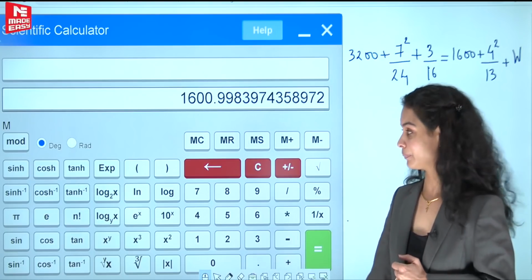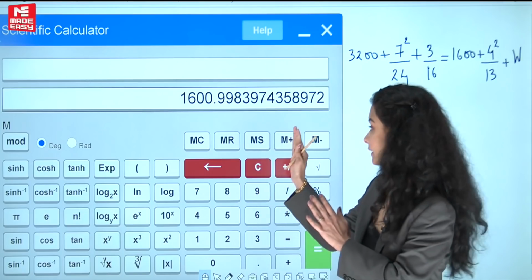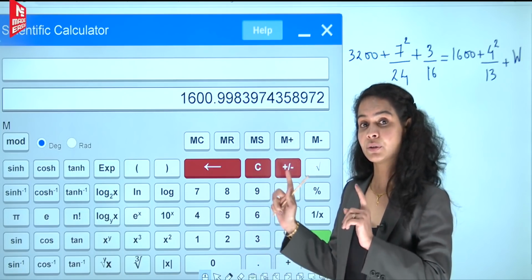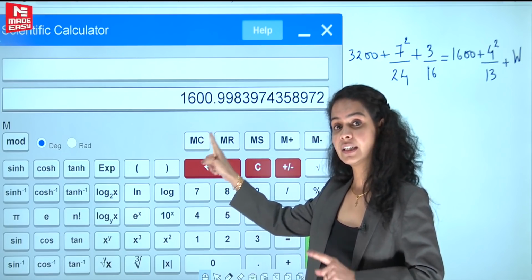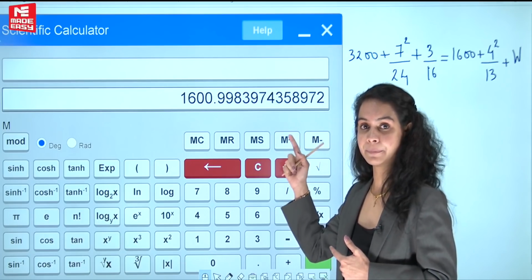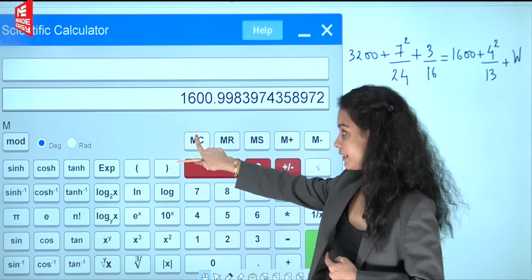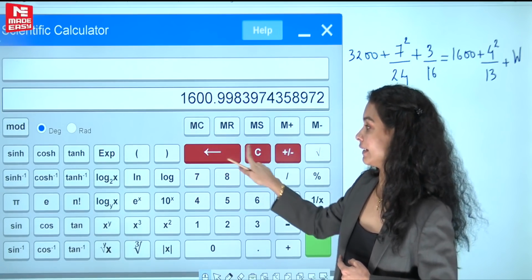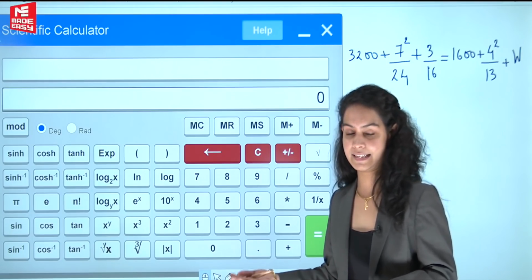This is the value. Now after you have performed these memory calculations using M plus, MR, M minus buttons, do not forget to press MC, that is the memory clear option here, before you start the next operation, because you need to clear off your virtual calculator's memory to start a new calculation. So press MC and then press clear and then press MC. This is the way you perform the next calculation.